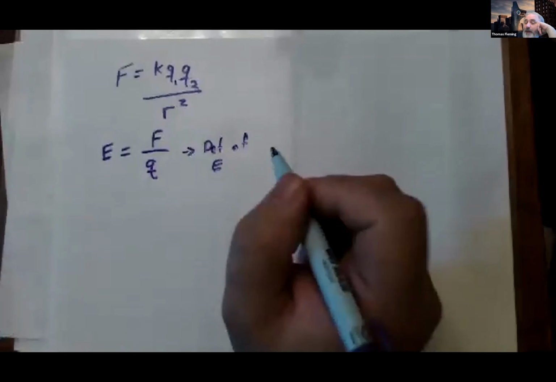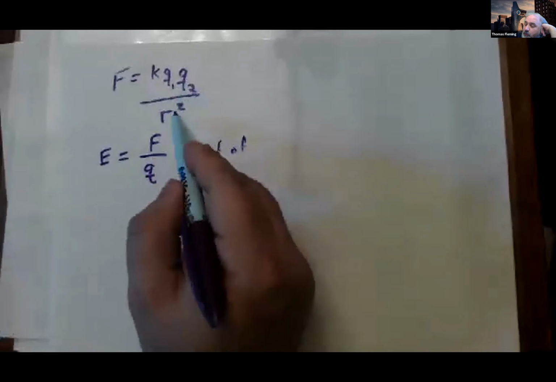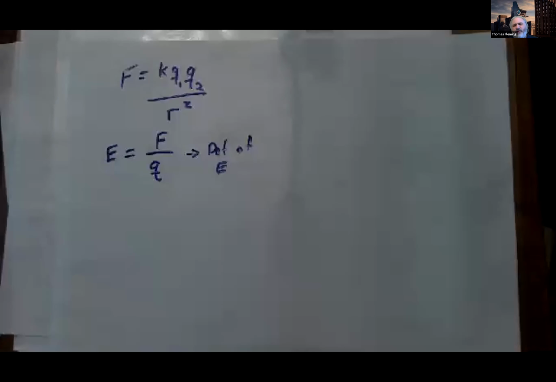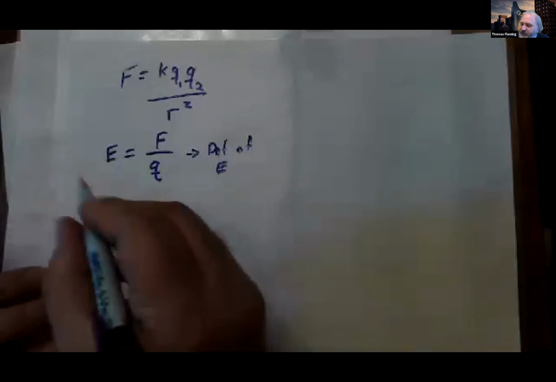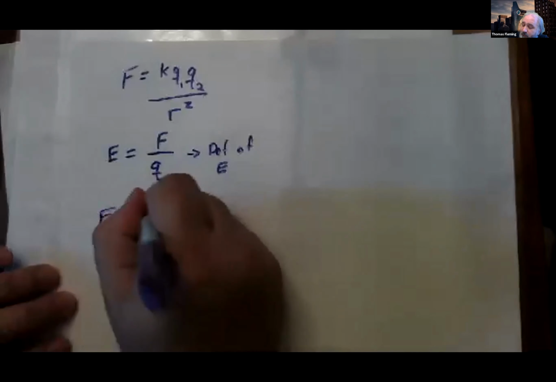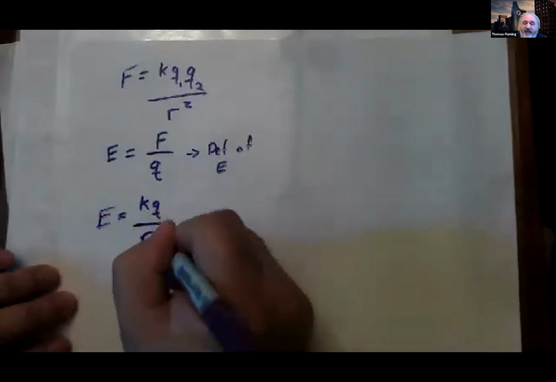Since this F is K Q1 Q2 over R squared, and I'm dividing by one of those Q's, whichever Q I'm dividing by ends up canceling out. And so we instead got this concept of the electric field.